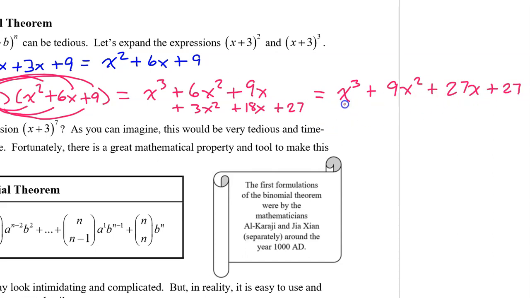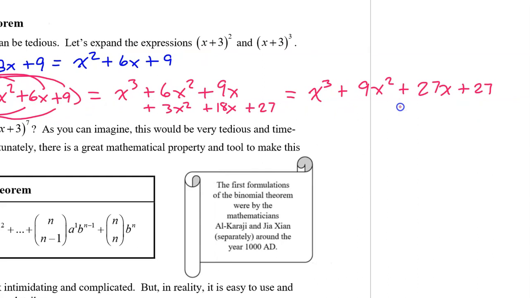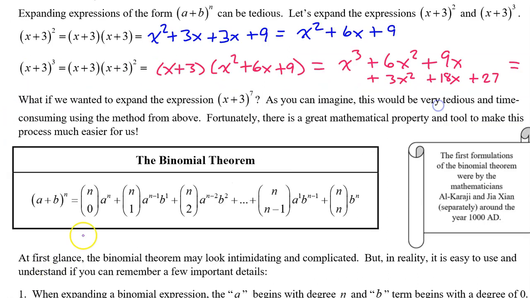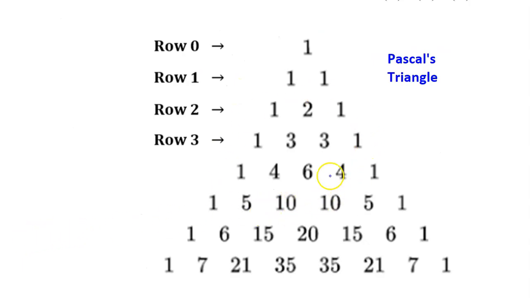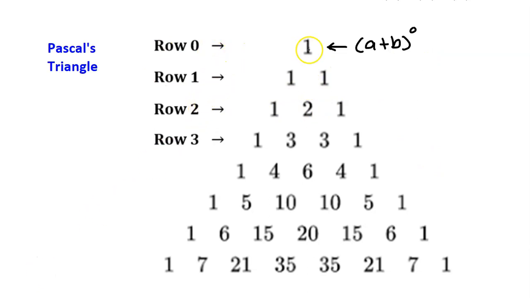Alright, so that was only to the 3rd power, and that was already pretty annoying. So imagine how time-consuming it would be to try to expand x plus 3 to the 7th power. It would be pretty crazy. Instead, we can use Pascal's triangle, which gives us the coefficients of all of the terms in the expanded binomial. Each row corresponds to the degree of the polynomial. Just be careful because this first row is row 0.